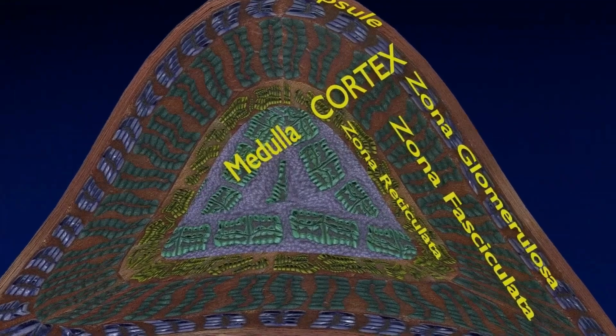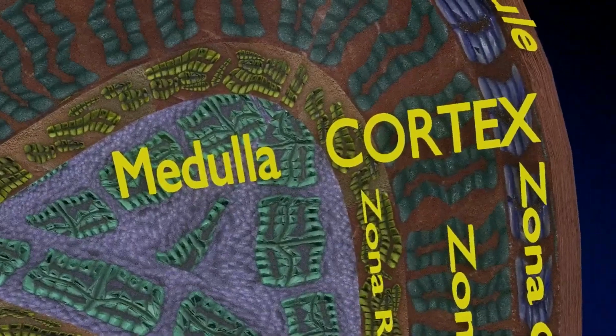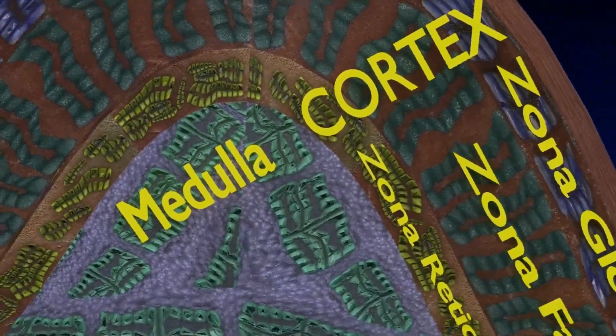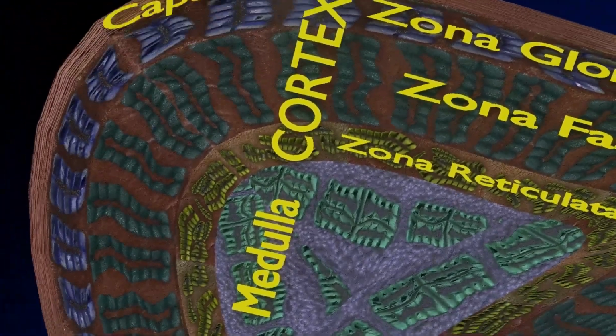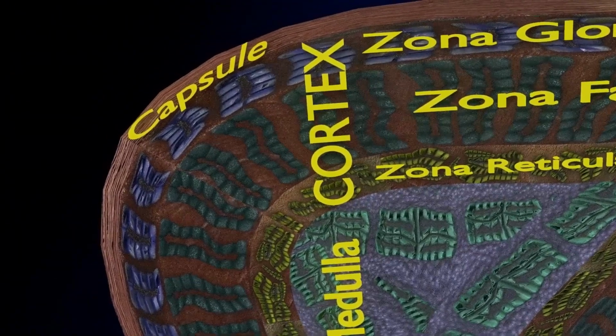On cut section of the gland, you can see that it has two distinct zones. The adrenal medulla zone is at the center, which is surrounded by adrenal cortex zone enveloped in a fibrofatty capsule.